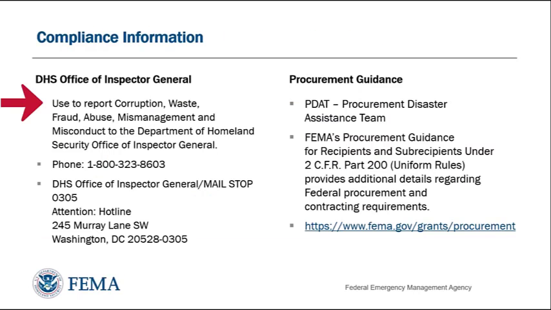To report corruption, waste, fraud, abuse, mismanagement, and misconduct, you can reach out to our DHS Office of Inspector General at the phone number listed here, or you can send them a letter at their address. We have our procurement guidance, our PDAT, Procurement Disaster Assistance Team. If you have any questions regarding procurement, please feel free to reach out to them. You can also go to FEMA.gov/grants/procurement for more information.